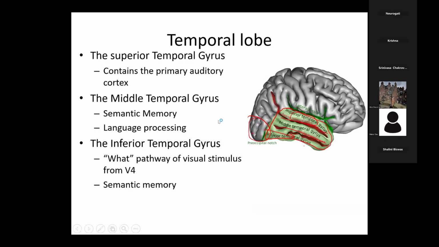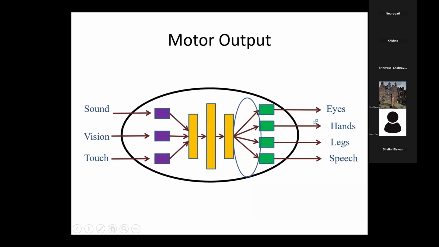Okay, so then if you go to the temporal lobe, here we divide it into three sections: superior, middle, and inferior. Superior means above, middle is middle, inferior means below. So this lower portion represents visual stimulus, visual object information. The middle portion looks at language and semantics and all that. The upper one processes sounds, as we have already seen. All this is on the sensory side.